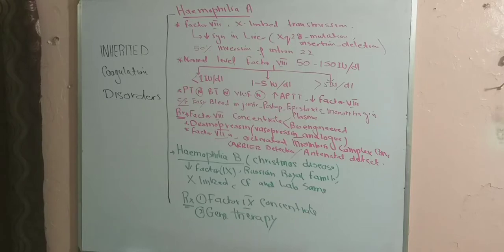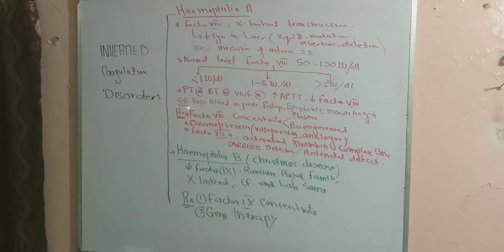So when we do the labs in these patients with hemophilia, their PT, prothrombin time, is normal, their bleeding time is normal, they have a normal von Willebrand factor, they have a prolonged activated partial thromboplastin time, and they have low factor 8, which makes sense because that is what defines hemophilia A. What are the treatment options we have in patients with hemophilia A?